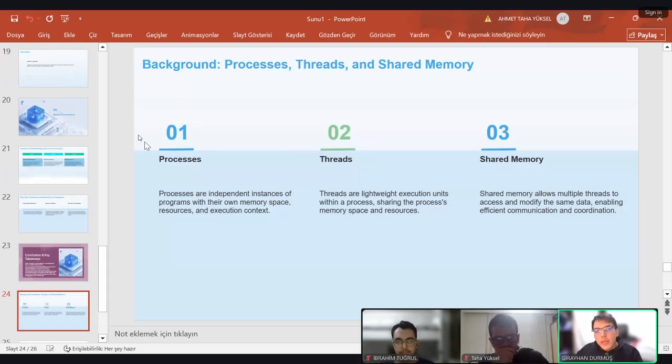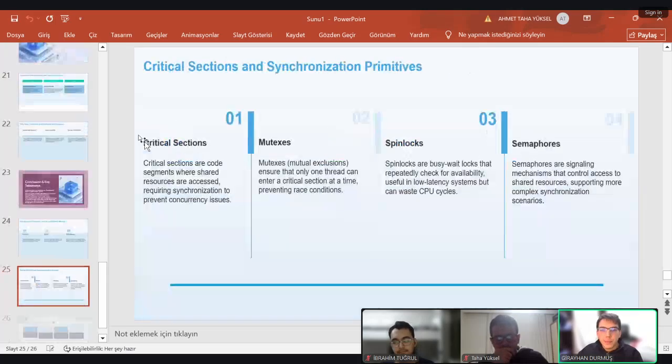Background: processes, threads, and shared memory. Processes are independent instances of programs with their own memory space, resources, and execution context. Threads are lightweight execution units within a process, sharing the process memory space and resources. Shared memory allows multiple threads to access and modify the same data, enabling efficient communication and coordination.